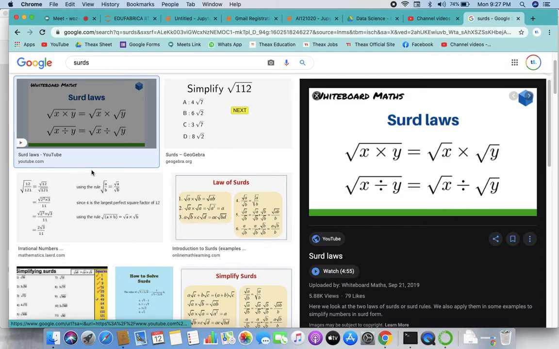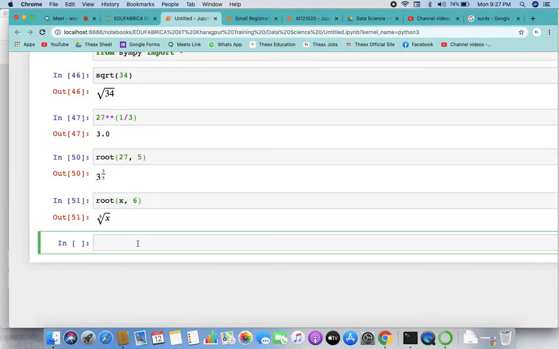Root of x multiplied by y equals root x multiplied by root y. Only think of this term for now: root of x multiplied by root of y. What should I write here? Very easy now. Root of x multiplied by root of y.